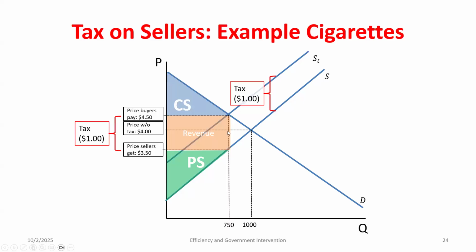Once again, tax revenue will always be, what will the height of that triangle always be? It will always be the difference between the supply curve and the supply curve with the tax. So the height will always be the value of the tax. The base will always be the quantity after the tax. That's why it's always going to represent tax revenue.